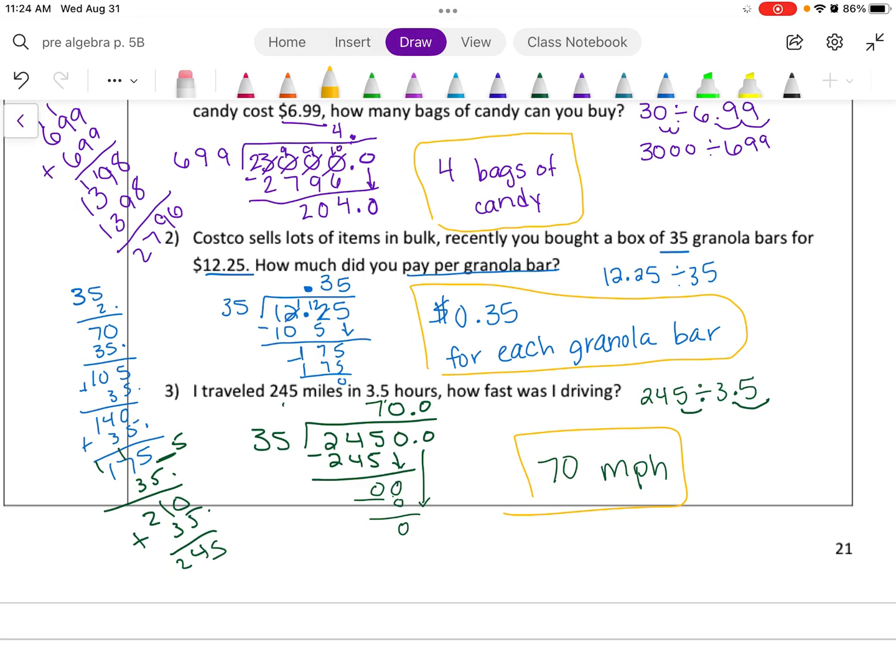So big things to remember about division. You can only divide by a whole number. Right? So anytime you have a decimal, you're just going to move the decimal place over on your dividend and your divisor, and then you can divide with long division.